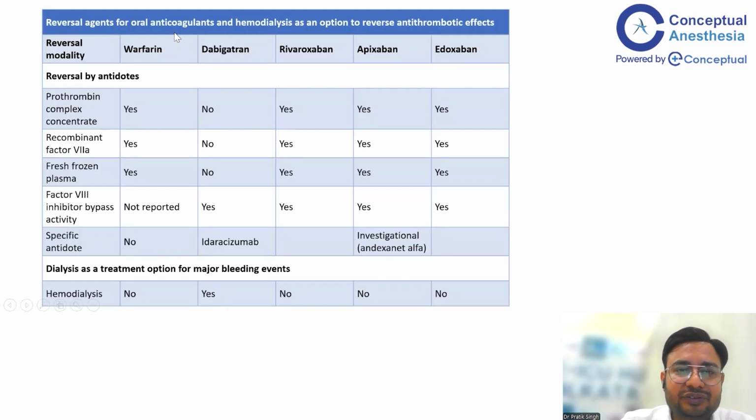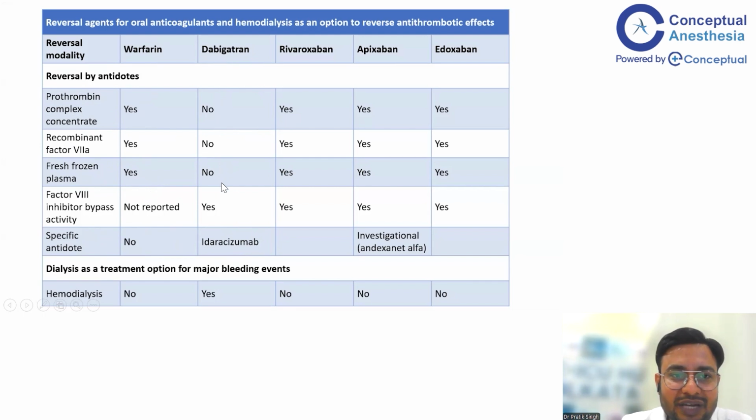If any anticoagulation therapy leads to toxicity, how do we reverse it? Is warfarin reversed by antidotes? Prothrombin complex concentrate, if you are using, yes. Recombinant factor 7A, yes. Fresh frozen plasma, yes. A specific antidote is available: we can give vitamin K, but it takes some time. So we can use prothrombin complex concentrate, recombinant factor 7 or FFP if there is warfarin toxicity. If there is dabigatran toxicity, it can be reversed by idarucizumab, which is a specific antidote.